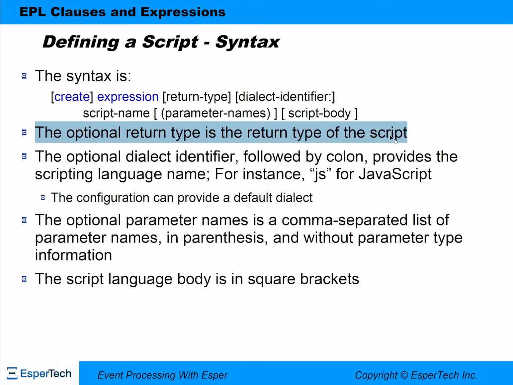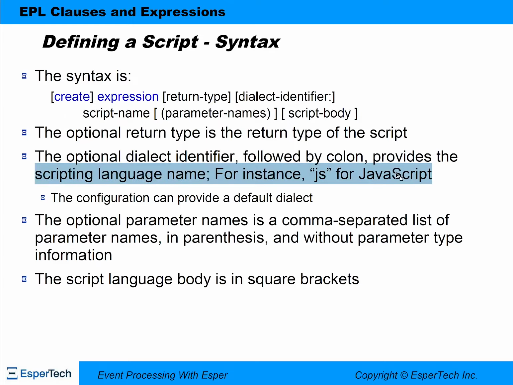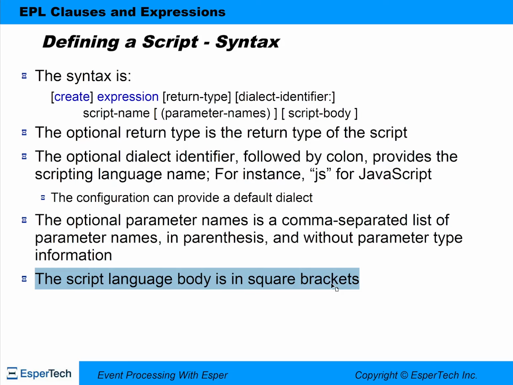The optional return type is the return type of the script. The optional dialect identifier, followed by colon, provides the scripting language name, for instance, JS for JavaScript. The configuration can provide a default dialect. The optional parameter names is a comma-separated list of parameter names, in parenthesis, and without parameter type information. The script language body is in square brackets.